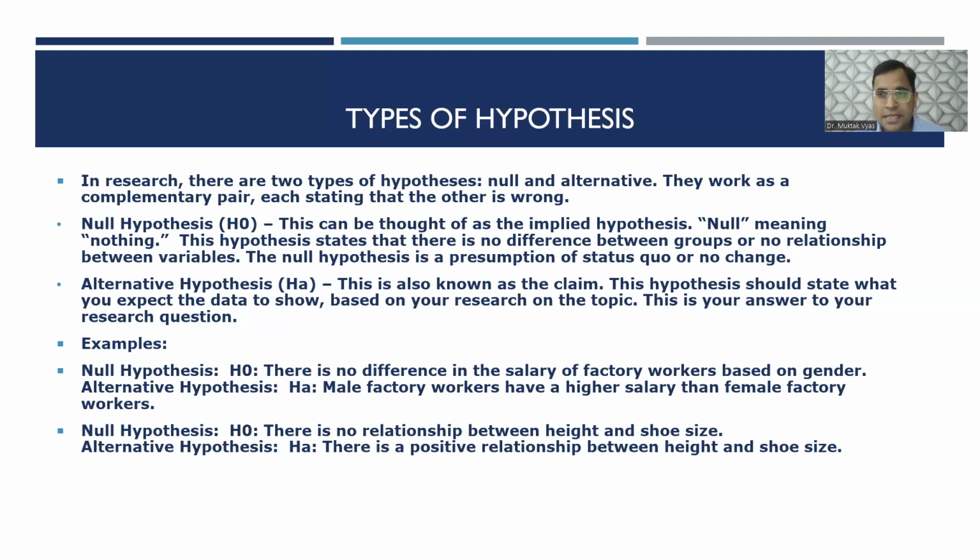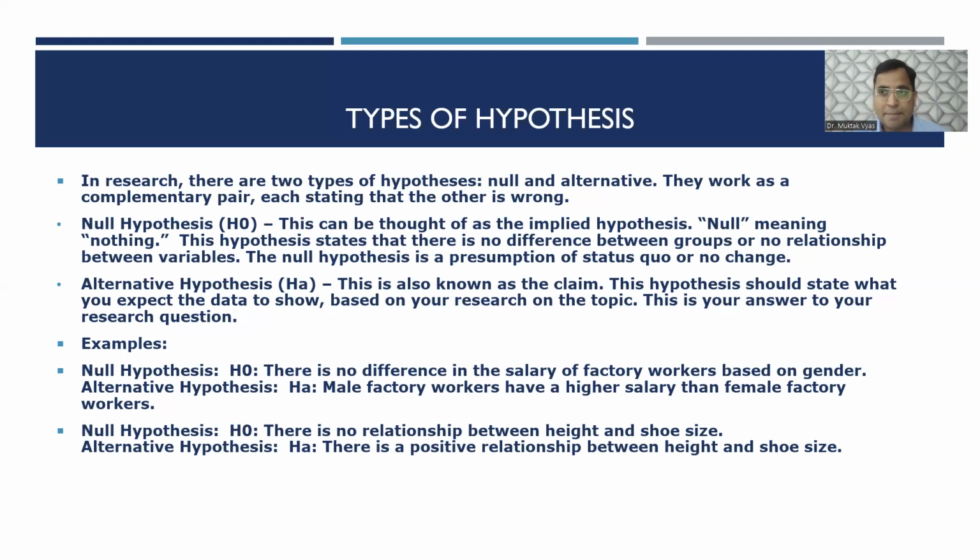The null hypothesis is a presumption of a status quo or no change. There is no difference between variables. There is no relationship between the variables. Now, alternate hypothesis. Alternative hypothesis is being denoted by HA. This is also known as the claim. This hypothesis should state what you expect the data to show based on your research on the topic. This is your answer to your research question. So alternate is just opposite of the null hypothesis.